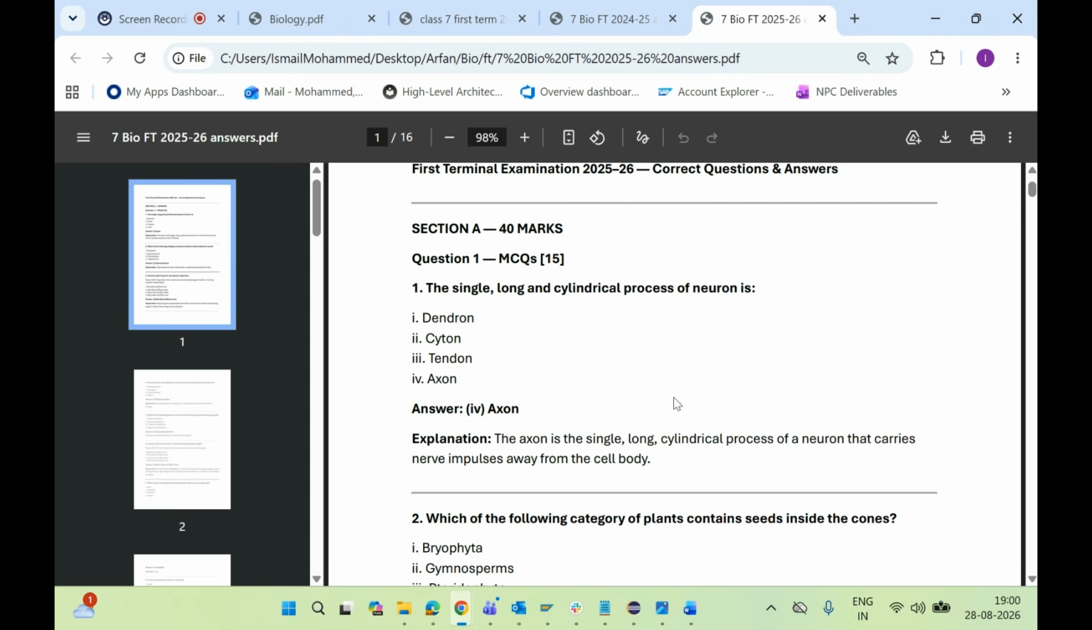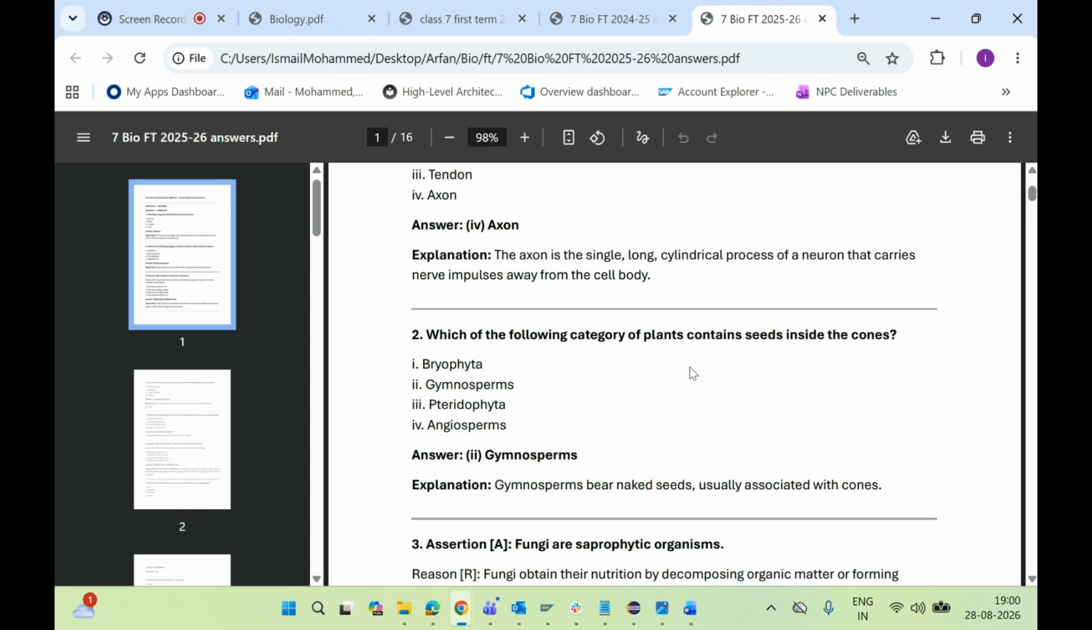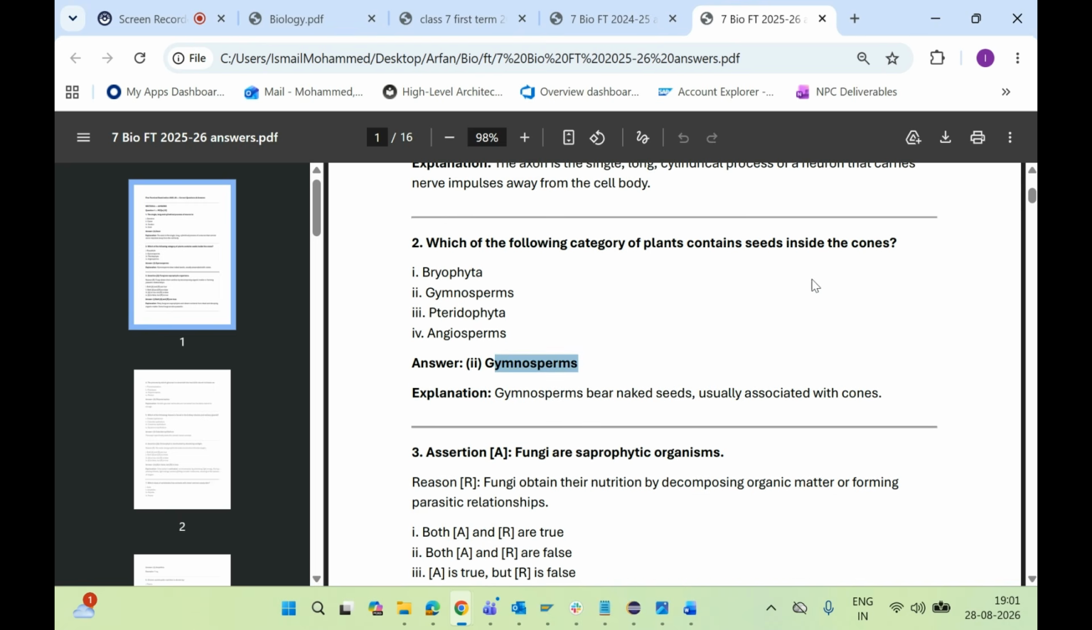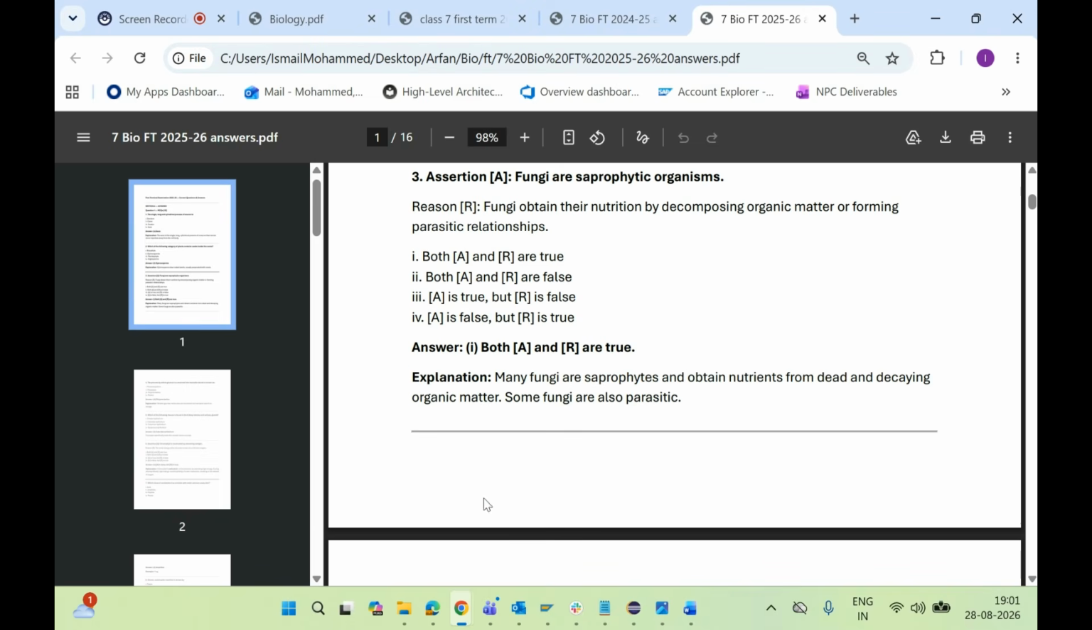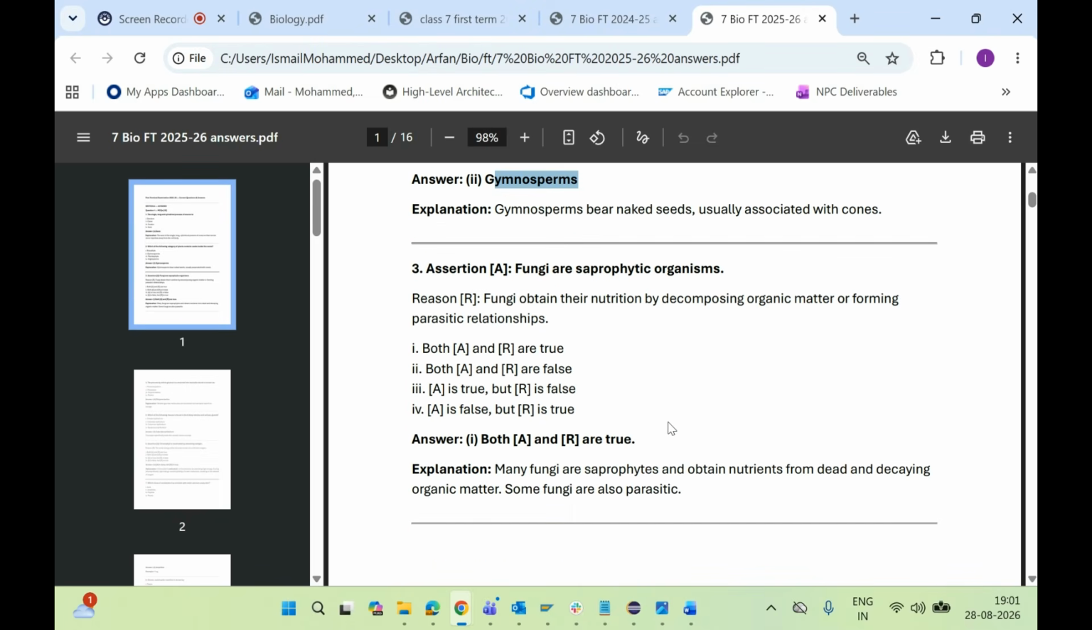The single long cylindrical process of a neuron is called axon. This is important. Which of the following categories of plants contains seeds inside the cones? That is gymnosperms. Example: pine. The plant contains seeds inside the cones. Fungi are saprophytic organisms. Assertion and reason: fungi obtain their nutrition by decomposing organic matter or forming parasitic relationships.